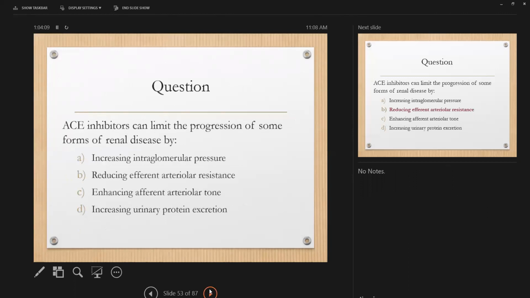So here's a question. ACE inhibitors can limit the progression of some forms of renal disease by, how do they work? So do we want to increase pressure or decrease pressure? Decrease. So which one of these answers says decrease pressure? B. There you go. That was a hard question. Would you guys agree? Yes.